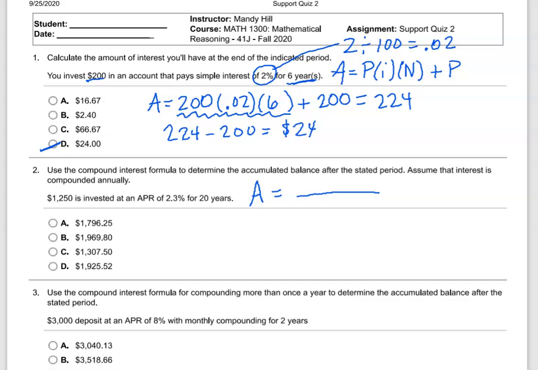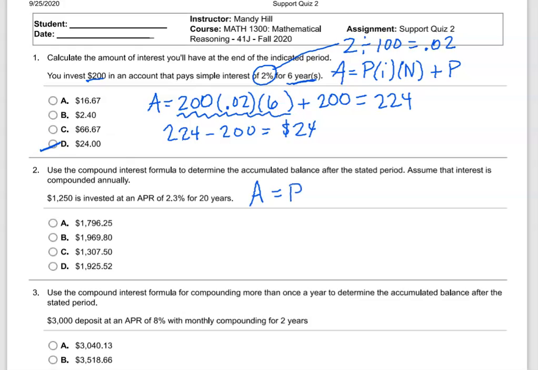Okay. I want to make sure I give y'all the exact formula that we've been using in class for the compound interest. So here we go. The compound interest formula is, let me erase this line.